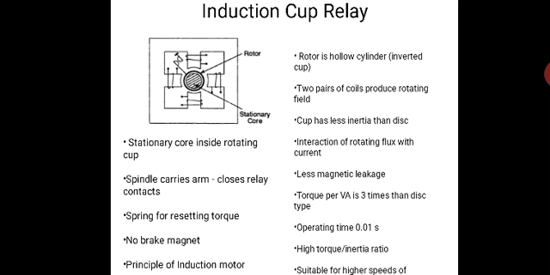In the induction cup relay, the structure produces more efficient torque than either the shaded pole or the watt-hour meter structure. Therefore, this type of relay has very high speed and may have an operating time of less than 0.01 second.